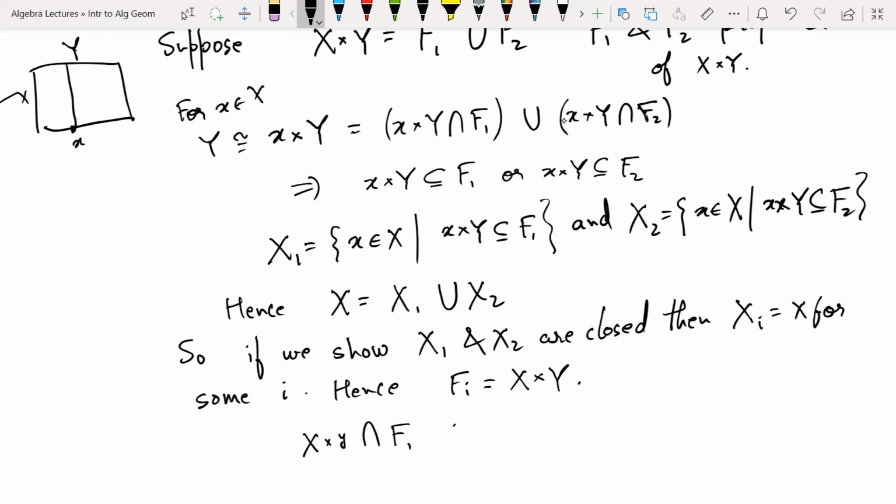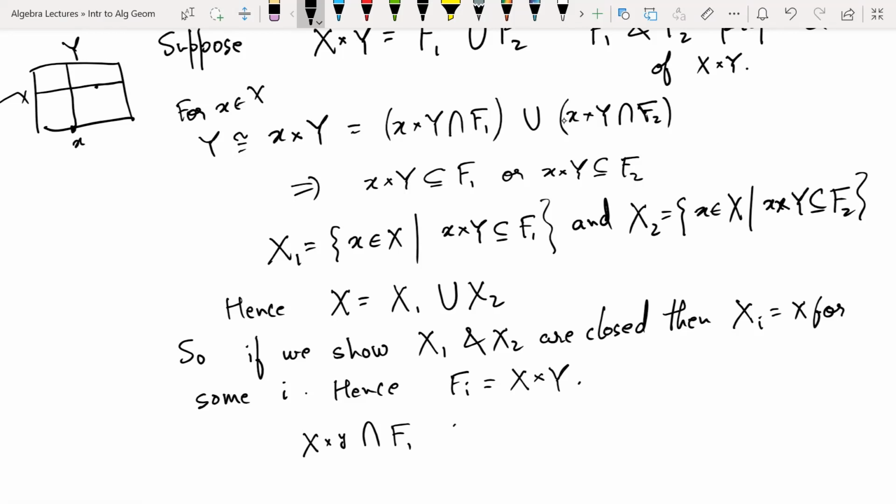So what will this contain? You take y in Y and x here. If you intersect with F1, this has to be all of X1, y. Not all of X1, all of X cross Y, because this is closed, right? F1 is closed, X cross Y is closed. This is either empty or all of X cross Y.